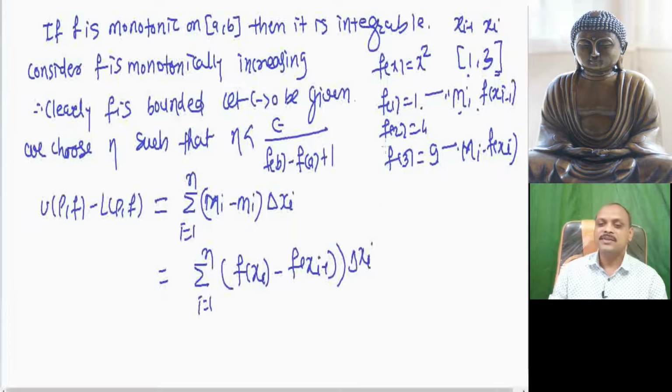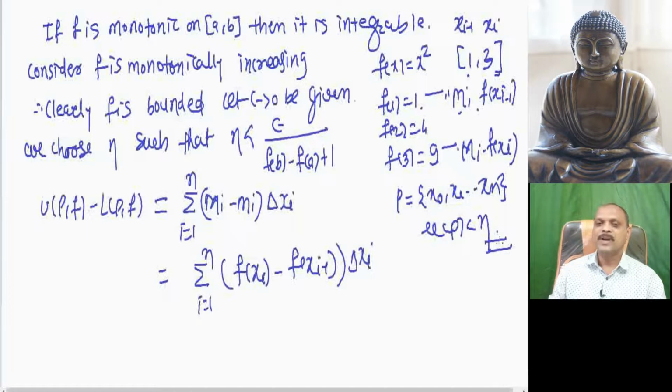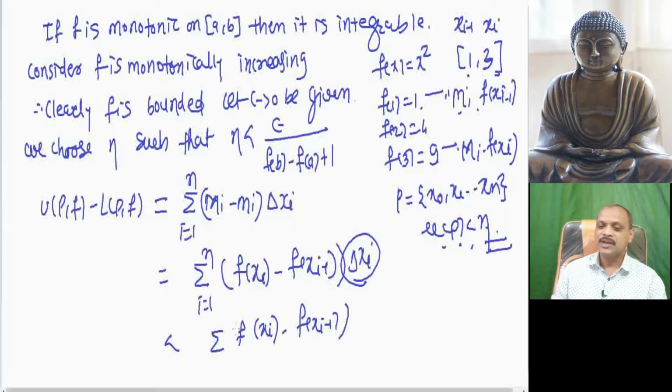Now again, since the function is monotonic, for epsilon greater than 0 there exists a partition P, x0, x1, up to xn, with norm mu of p less than eta, right? This is our choice of eta. Now mu of p, the maximum length of the subintervals, is less than eta. That means each delta xi is less than eta. So let us put eta here, and therefore the summation of f of xi minus f of xi minus 1 is multiplied by eta, but eta is independent of i, so i equal to 1 to n.